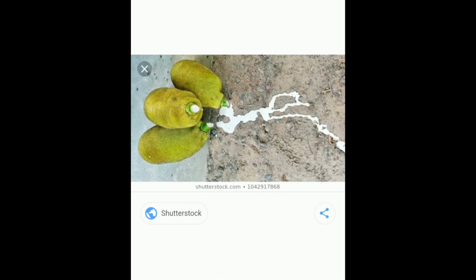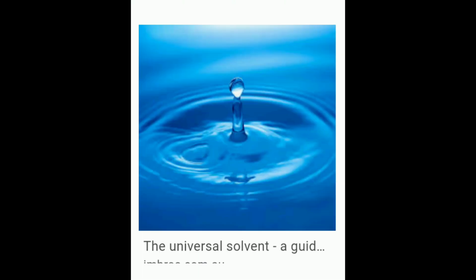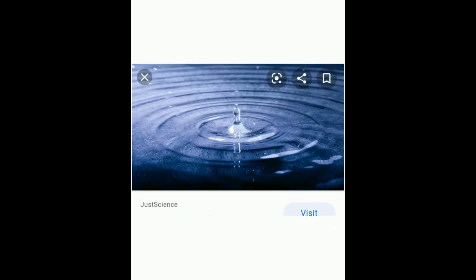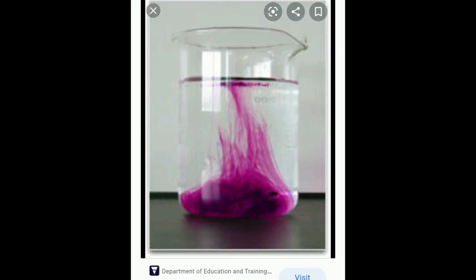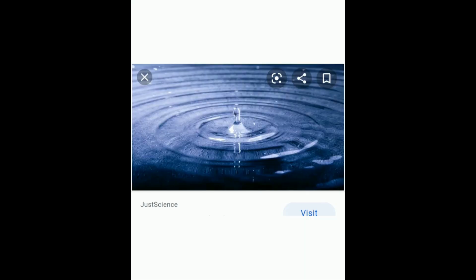So, these substances can dissolve in other solvents, but they will not dissolve in water. But most substances can dissolve in water. Water has the capacity to dissolve many more substances than other solvents can. It will be very helpful to us in our daily life activities. So this is another property of water that we have to study: water is a universal solvent. Okay.